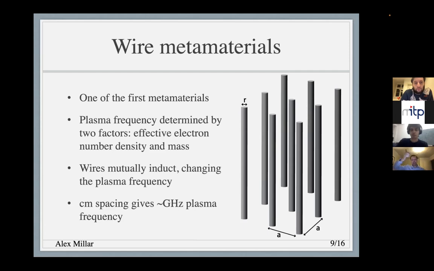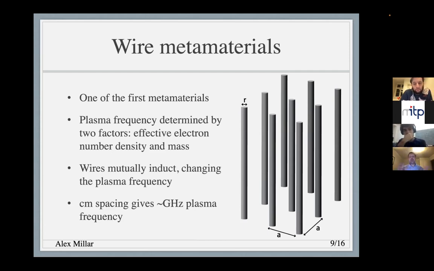If I imagine I'm trying to move an electron in one of these wires, it's going to create a little bit of a magnetic field. That magnetic field is going to cause some mutual inductance with one of the adjacent wires. It means that if I try to move this electron, it's also going to move this electron. So it's individually harder to move electrons. And this mutual inductance is really what gives you some collective oscillation, which makes the material behave like an effective medium rather than just a bunch of wires.